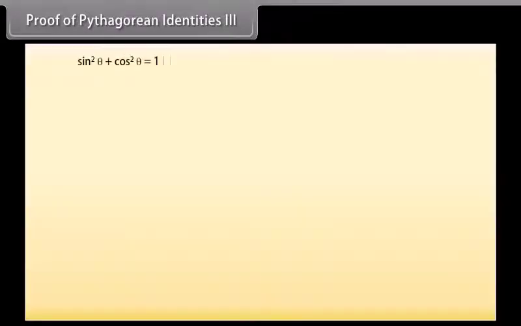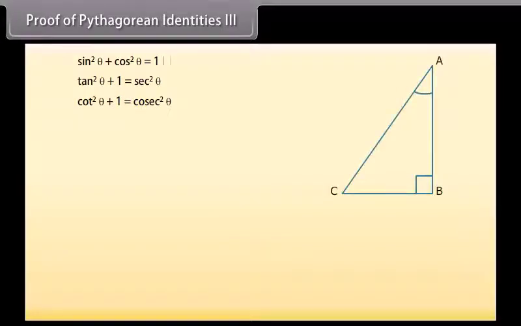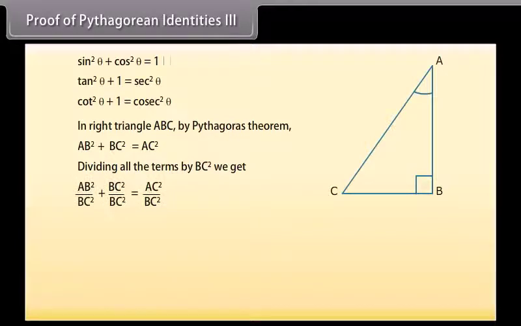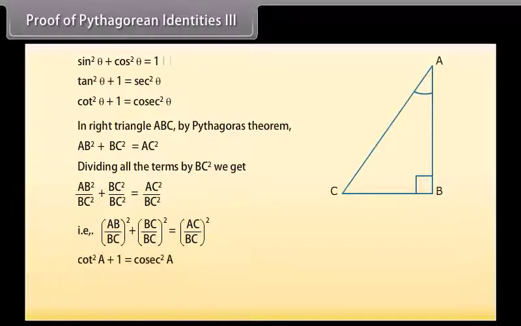Proof of Pythagorean identities 3. The last identity is cot square theta plus 1 is equal to cosec square theta. To prove this, we will again take a right triangle ABC. So, by Pythagoras' theorem, AB square plus BC square is equal to AC square. Dividing all the terms by BC square, we can write it as (AB upon BC) whole square plus (BC upon BC) whole square is equal to (AC upon BC) whole square. That is, cot square A plus 1 is equal to cosec square A.